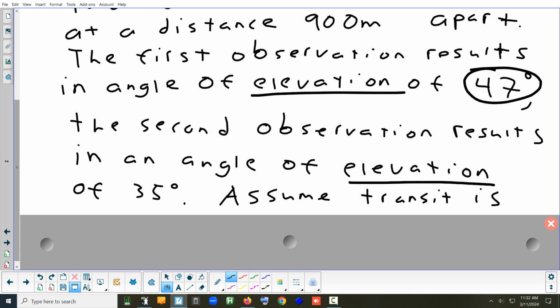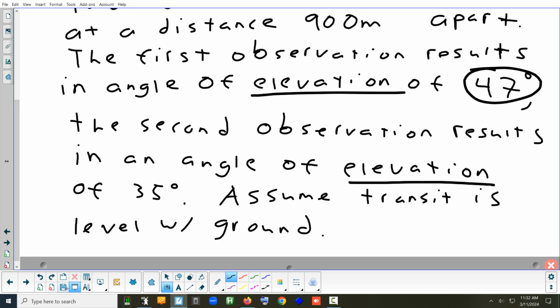Okay, that's a transit. Now, normally a transit is not right on the ground. It's on a tripod, and the person is looking through something, so the transit is like 5 or 6 feet off the ground. But we're going to assume that the transit is on the ground, like the actual laser is right on the ground. Otherwise, we just have to take into account the height of the laser off the tripod. But I don't want to get into that.